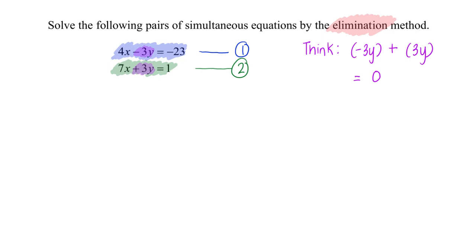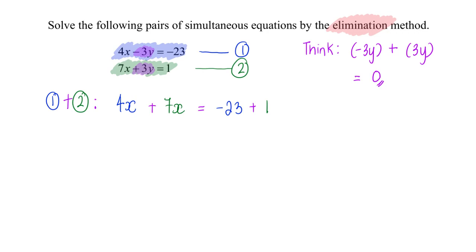So I will have equation 1 adding equation 2. And when I do that, you will see my 4x adding my 7x. Negative 3y plus 3y will be equal to 0. We have established that already. Okay. So this will be equal to negative 23 plus my 1 on the other side of the equation.